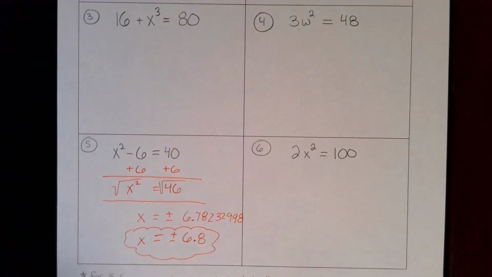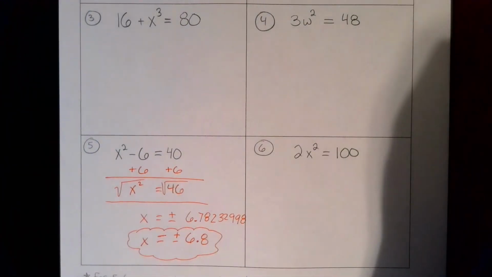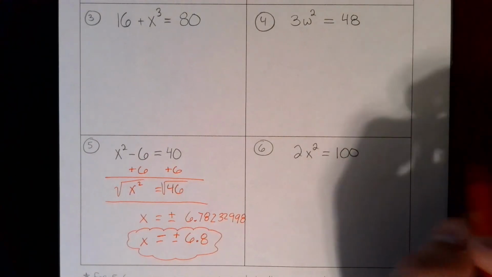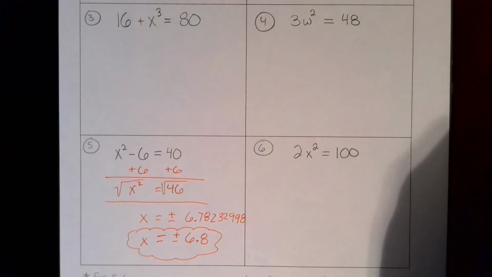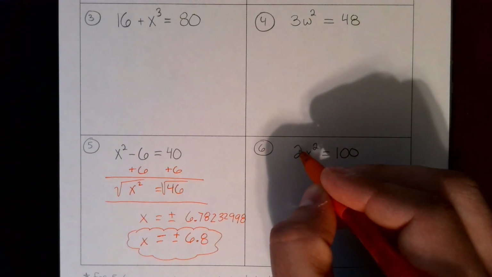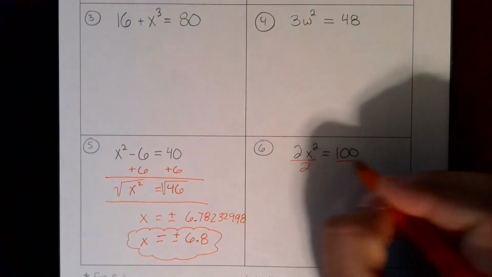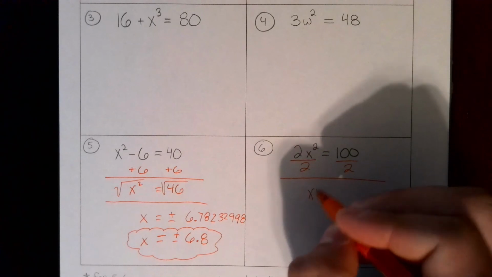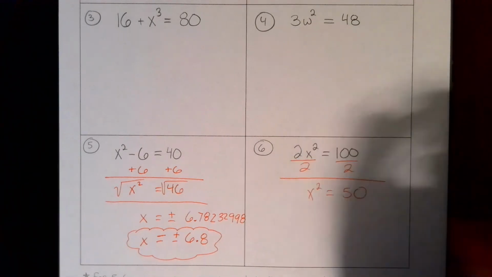Okay, and then finally, again, you had to do all these problems to turn in for next week, but I'm just doing a couple together here to help you out. I've got to get rid of this times 2 first, so I'm going to divide both sides by 2. That leaves me with x squared equals 50.